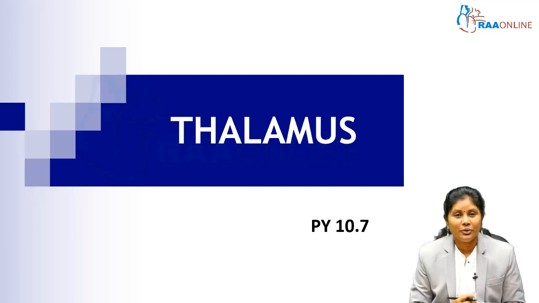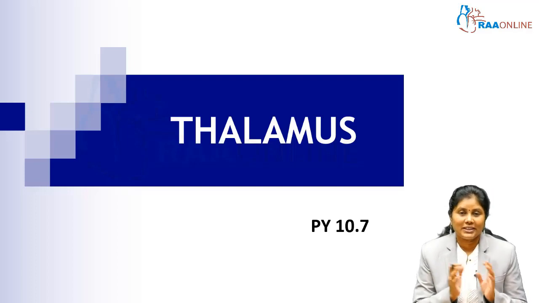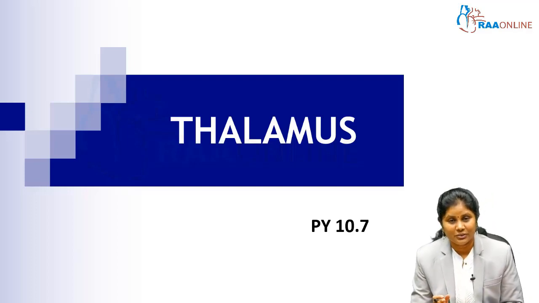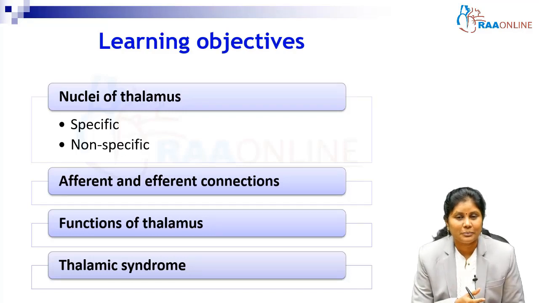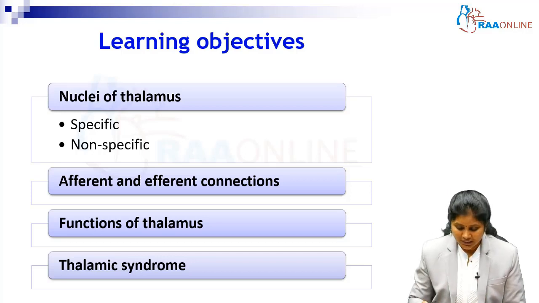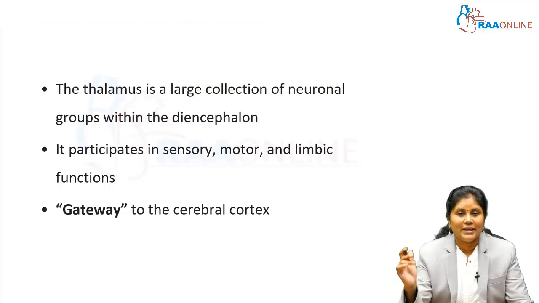I hope you all know about the significance of the thalamus because without this part of the brain, no information is reaching the cerebral cortex and no information is leaving out of the brain also. So let us see the nuclei of the thalamus, both the specific and non-specific nuclei, afferent and efferent connections of the thalamus, what are the different functions of the thalamus, and a little bit about the clinical aspects of thalamic syndrome. Okay, so what is thalamus?